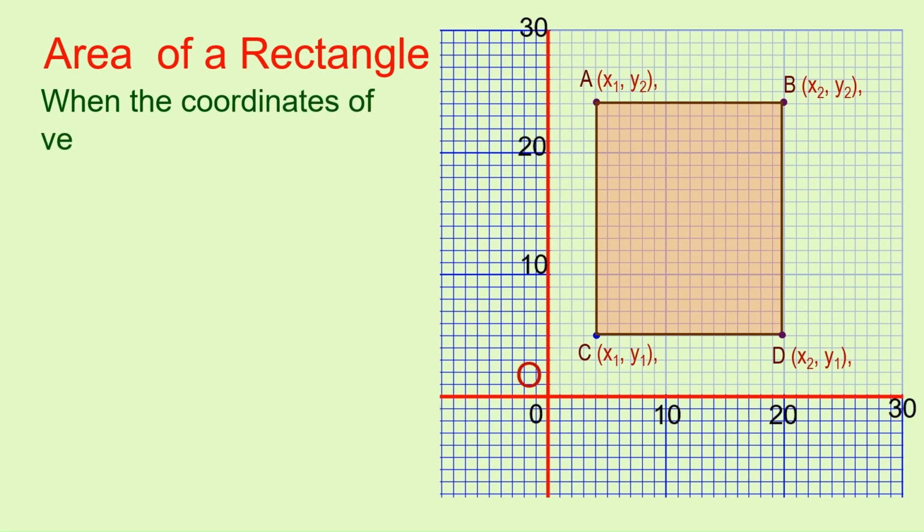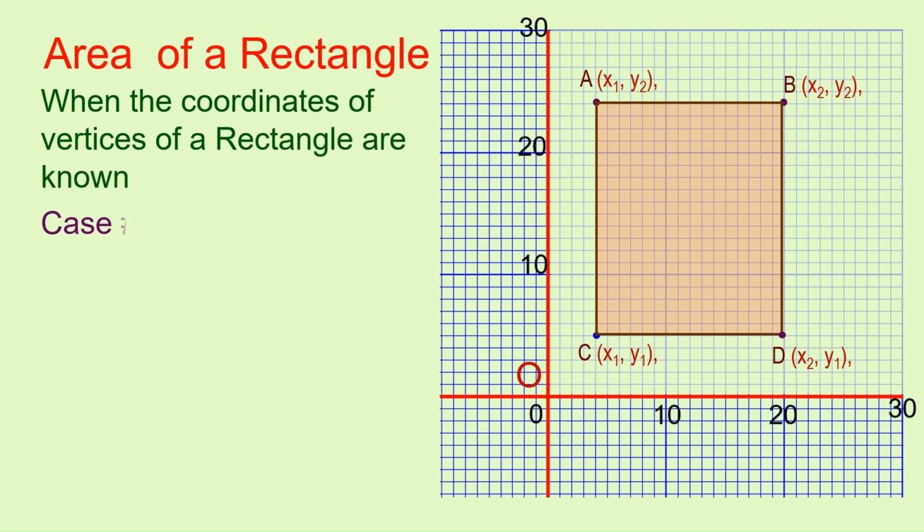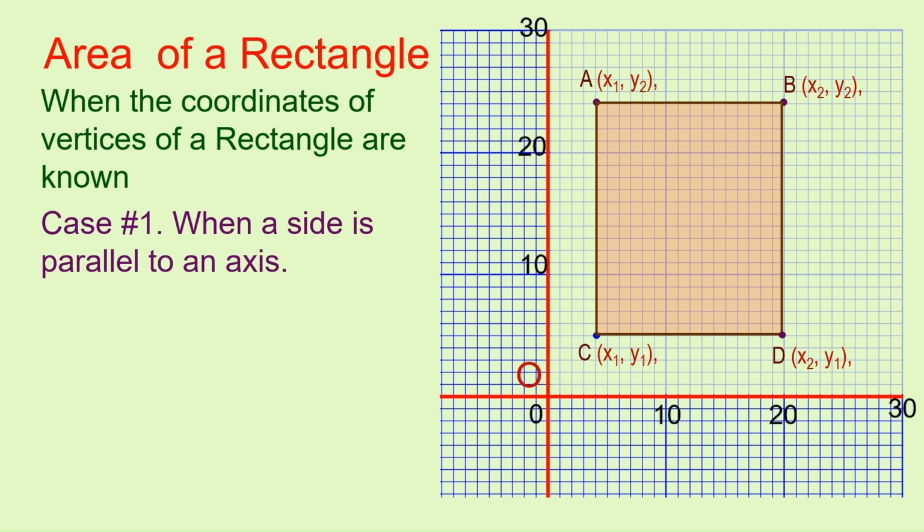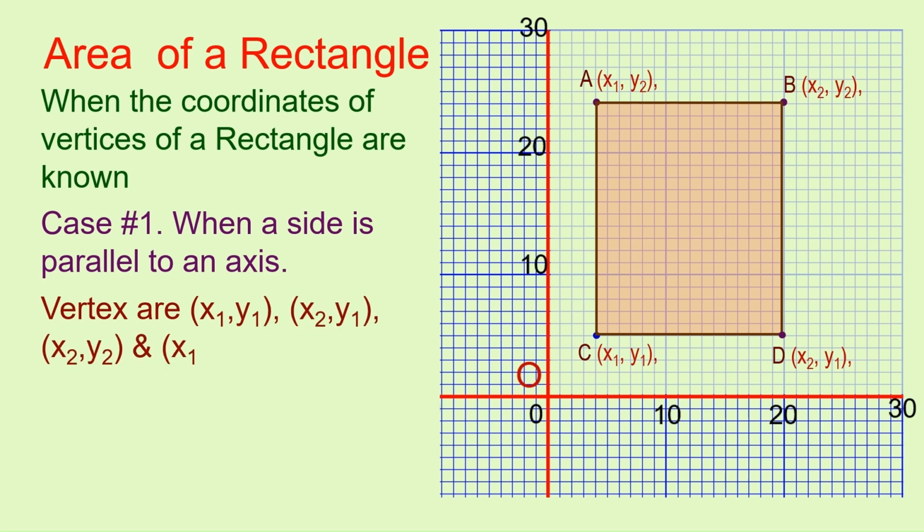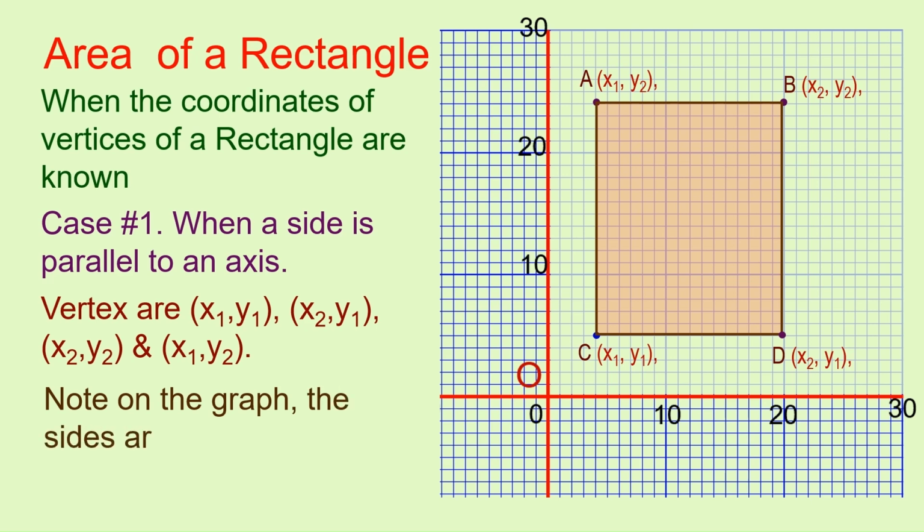Area of a rectangle. We take another simple figure, a rectangle, made by 4 perpendicular straight lines. The coordinates of all vertices are known. Case number 1. When a side is parallel to an axis, vertices are x1, y1; x2, y1; x2, y2; and x1, y2. Note on the graph, the sides are parallel to both x and y axis.